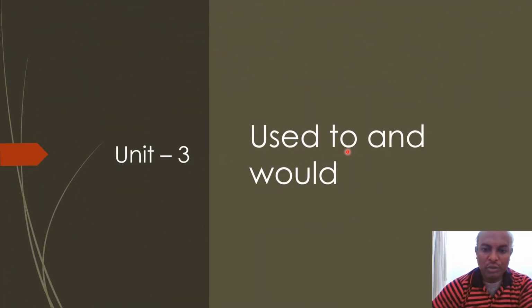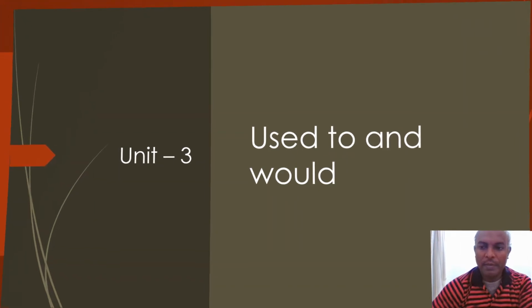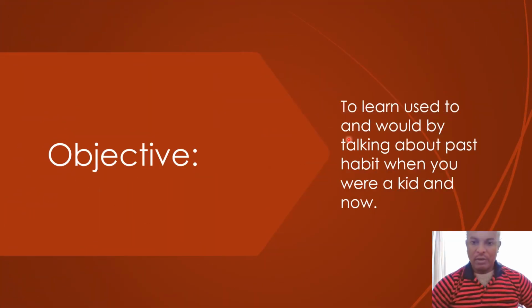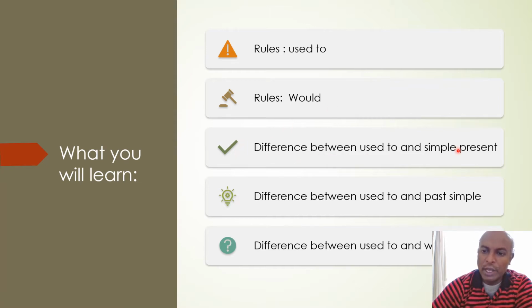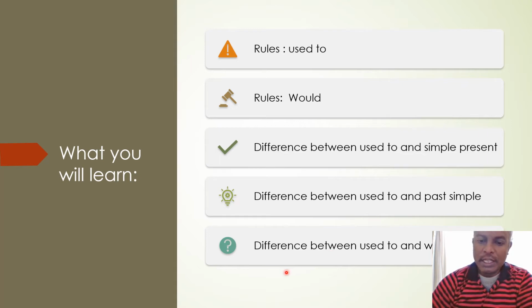Unit 3, used to and would. Objective: to learn used to and would by talking about past habits when you are a kid and now. What you will learn: rules to make used to in a sentence, rules for using would in a sentence, difference between used to and simple present, difference between used to and past simple, difference between used to and would.